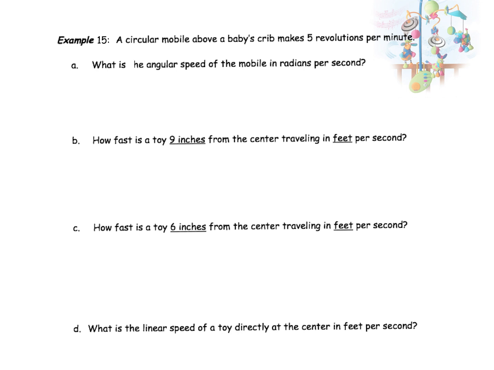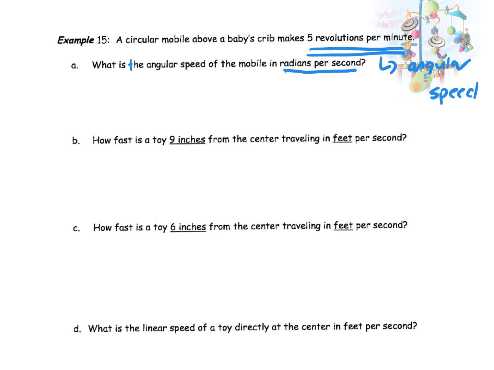So here's an example. We have a circular mobile above a baby's crib that makes 5 revolutions per minute. So 5 revolutions per minute, this is an angular speed. It's just talking about how much something turns per unit of time. We're not traveling any linear distance like feet, inches, and seconds. There's a T missing here, so I'm going to put that back in. So part A says, what is the angular speed of the mobile in radians per second? So radians per second is also an angular speed.